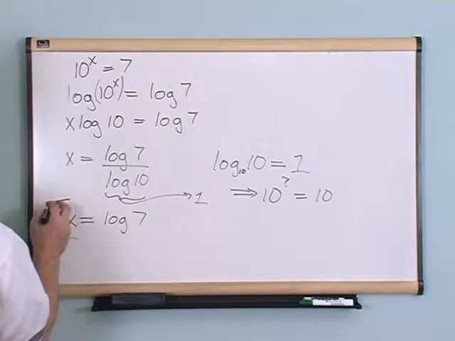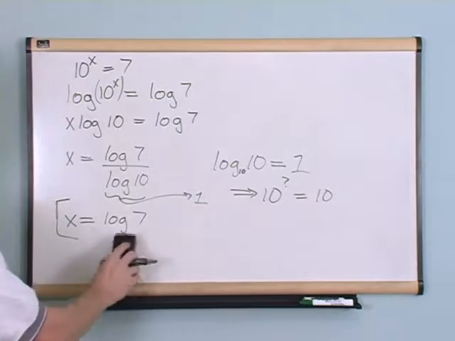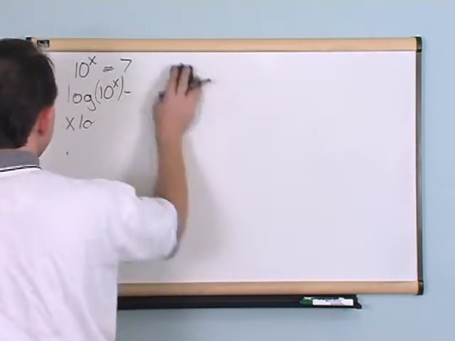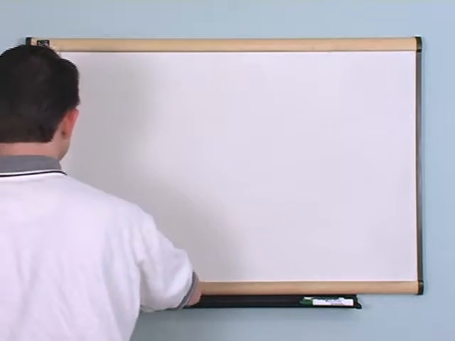You could, of course, put this in a calculator and get a decimal, but this is the exact answer. Of course, when I say log 7, I mean base 10, obviously, because I haven't specified another base anywhere.